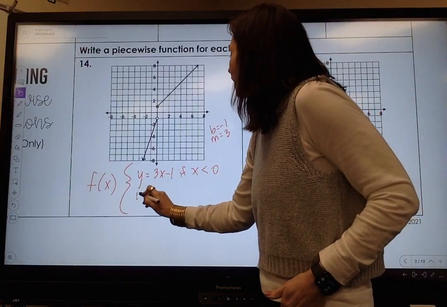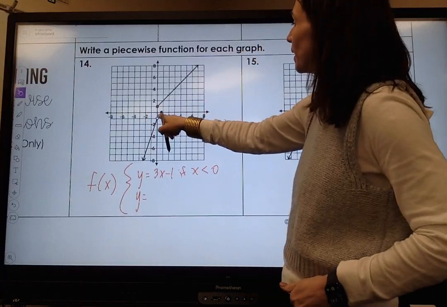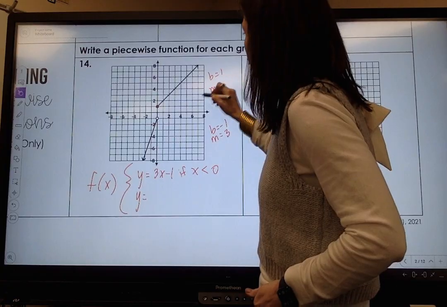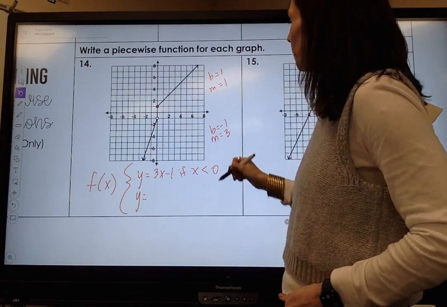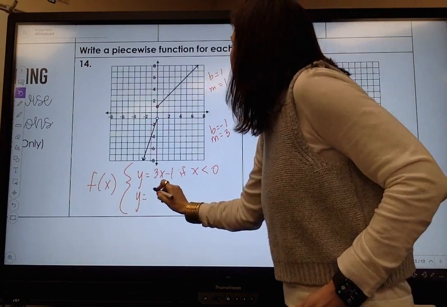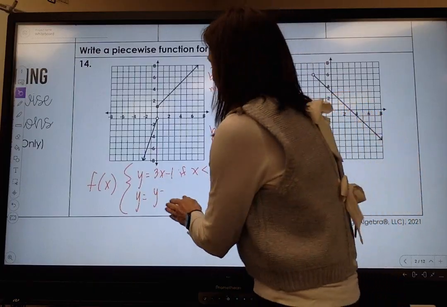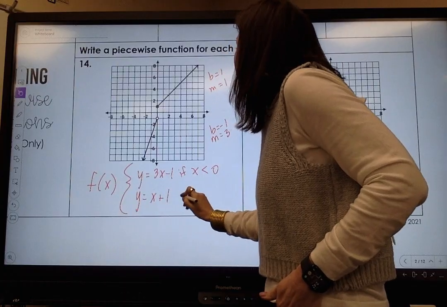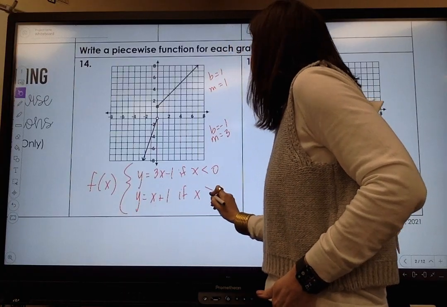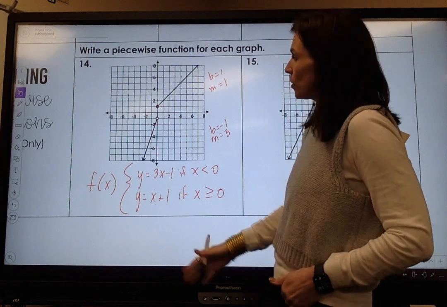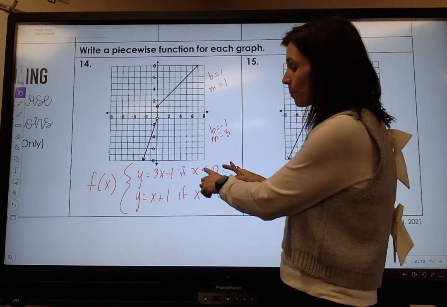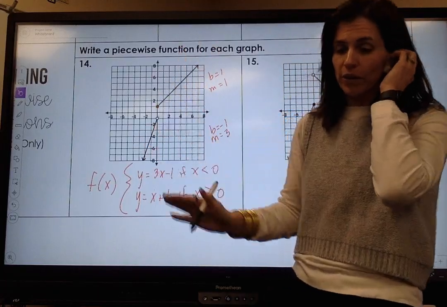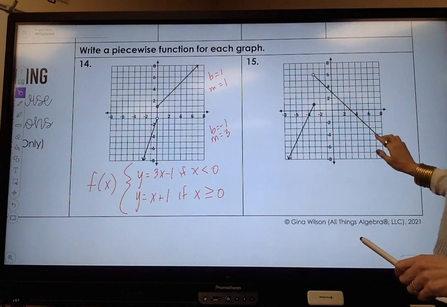Now my second line, my beginning point here is 1. My slope is 1 over 1, so my slope is 1. And so now my line is going to be y equals x plus 1 if x is greater than or equal to 0. So I found my two equations and I gave the parameters of my domain: x is less than 0 and x is greater than or equal to 0. All right, let's look at this guy over here.